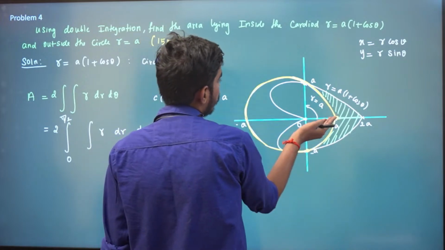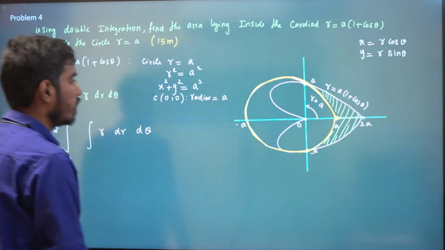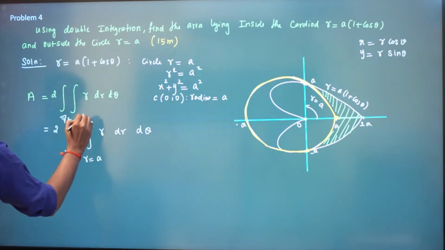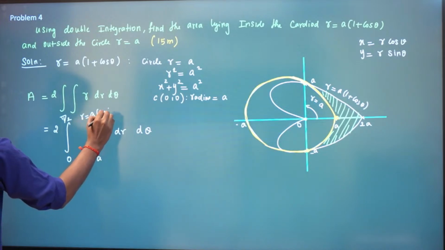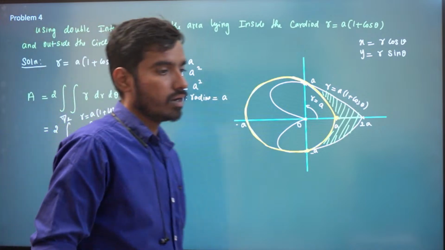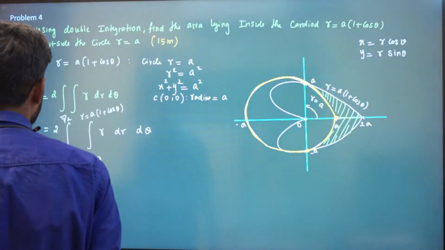So you can see r varies from a to a times (1 plus cos theta). So you just have to find the limits for r and limits for theta. Now integrate this, you'll get the answer.